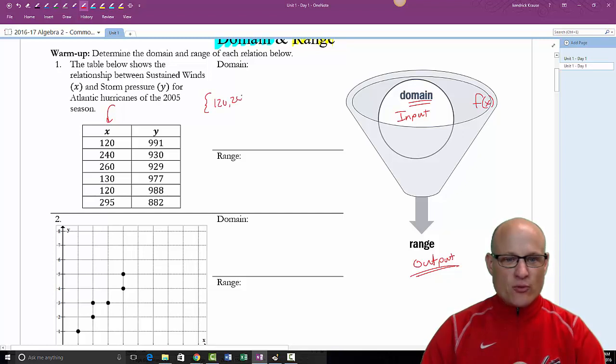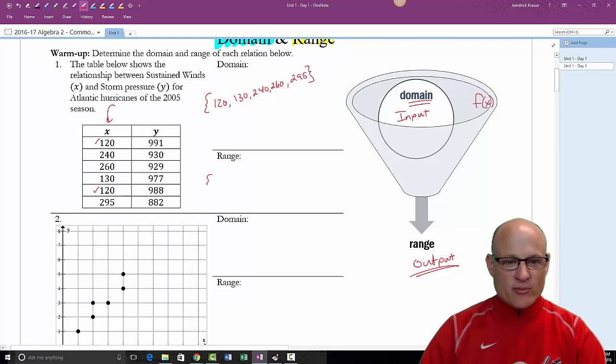120, 240, 260, 130. Oh, I should put those in order. That would look more professional. Notice there's two 120s. It's that same table from yesterday, so we're not going to list that twice. 120, 130, 240, 260, and 295. I'm going to count 1, 2, 3, 4, 5, 6, but with the repeating 120s.